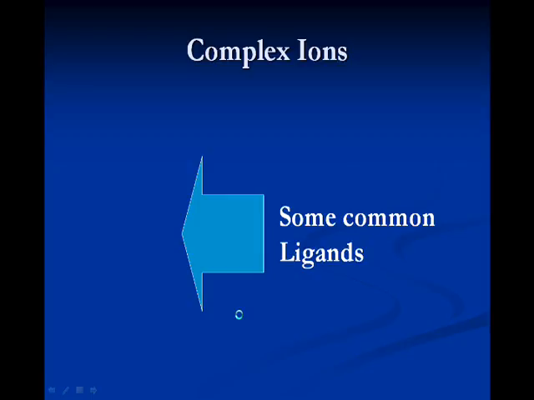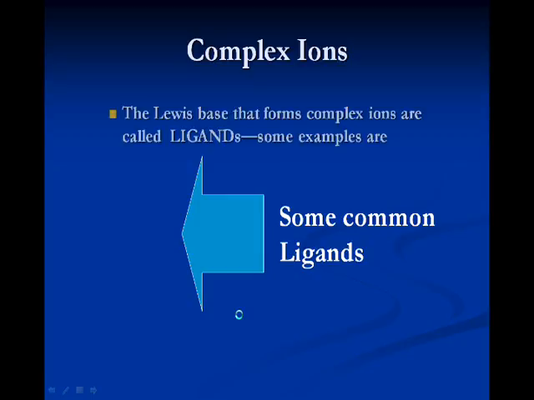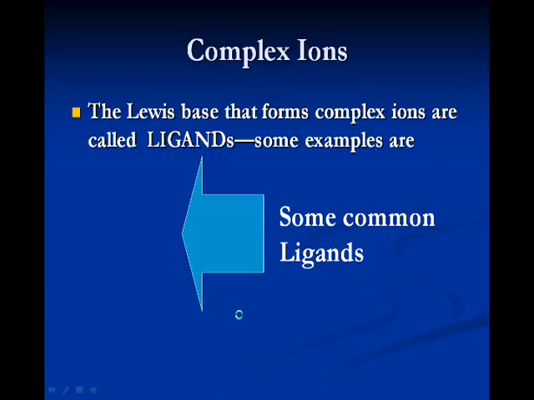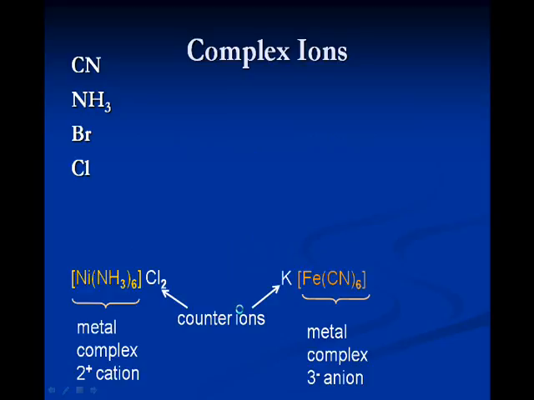Complex ion formation. This is the 6th type of reaction. This kind of reaction is when we have a Lewis base that forms a complex ion. These are called ligands. Some common ligands are cyanide, ammonia, or things like bromine, iodine, chlorine.